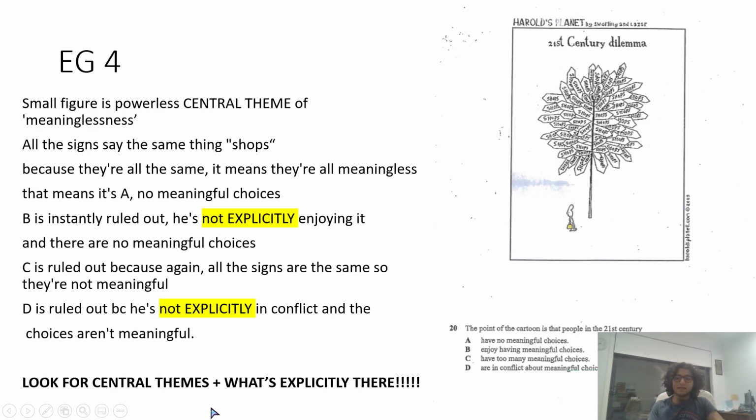So this is a big example of look for central themes plus what's explicitly there and what's explicitly not there. So that's another thing: you can use the inverse. If you know that it's not explicitly there, go on, right? Straight away, cross, cross, bam, bam, go on. Then you'll shorten your options, and then you'll be able to figure out the right answer.